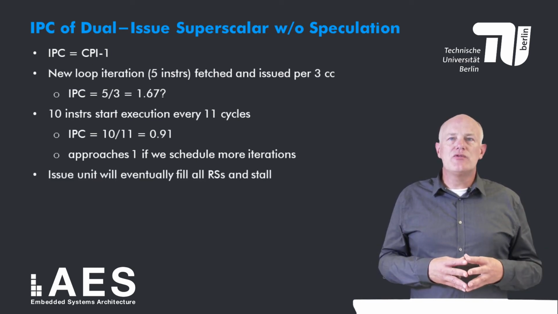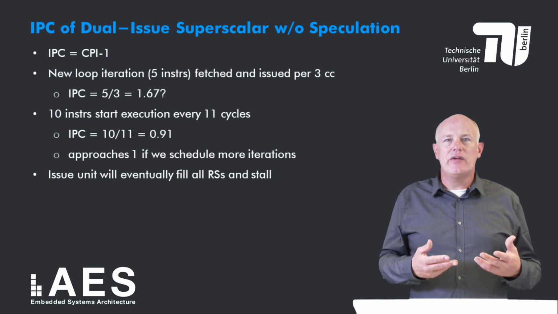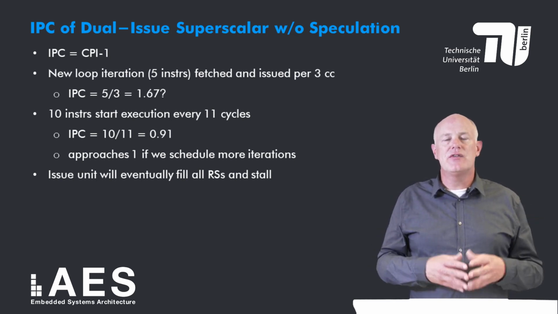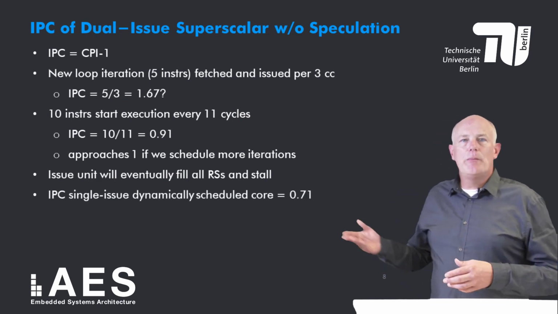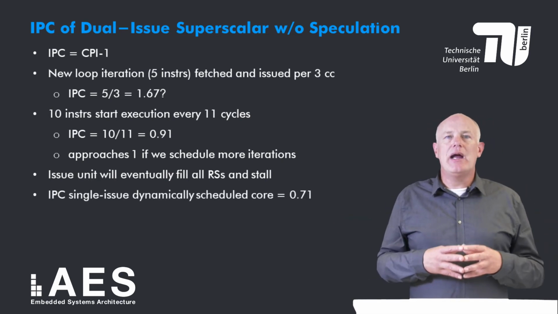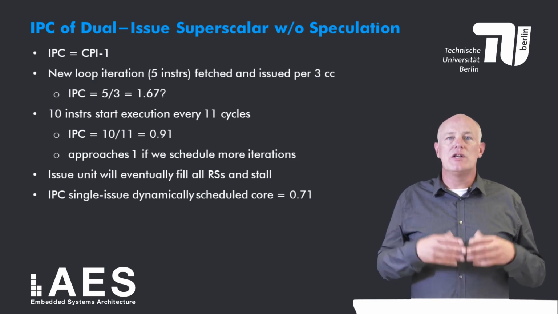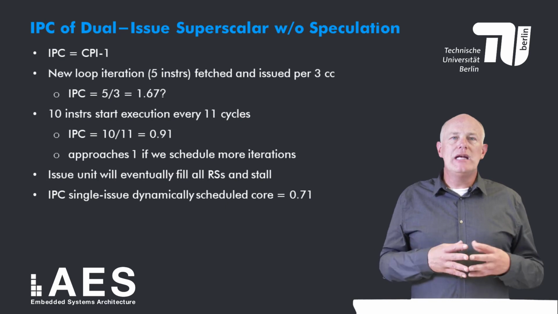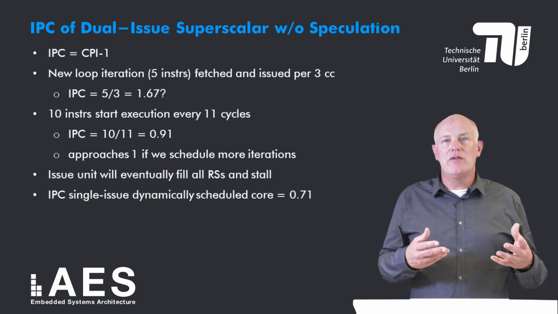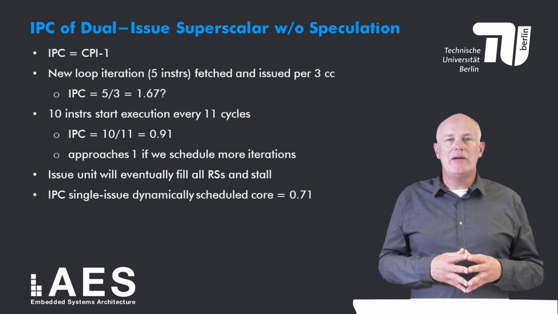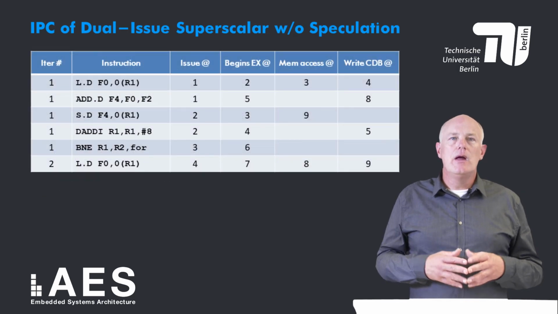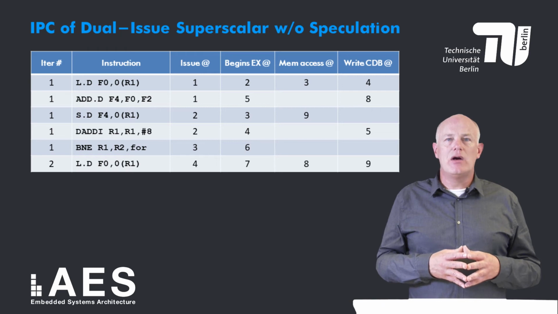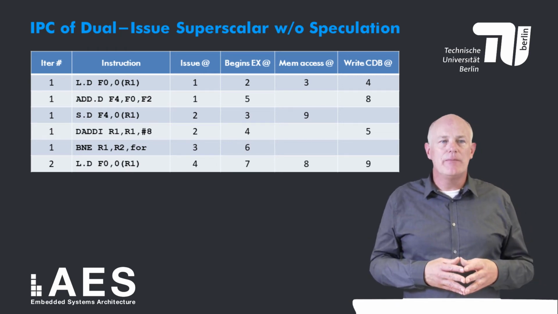Furthermore, because more instructions are issued every cycle than executed, the issue unit will eventually fill all reservation stations and stall. For comparison, the IPC achieved by our example loop on a single issue processor was 0.71. So the dual issue processor achieves higher performance, but maybe not as much as we might have hoped. Let us now consider how we can improve our dual issue superscalar processor to achieve higher IPC.